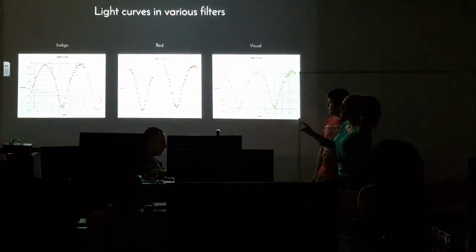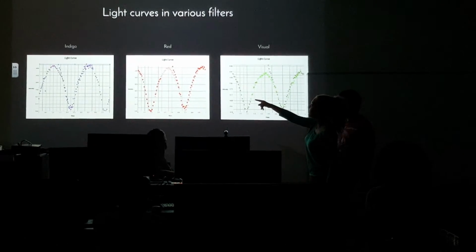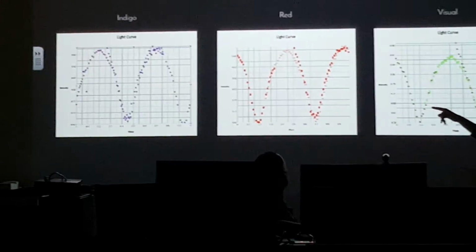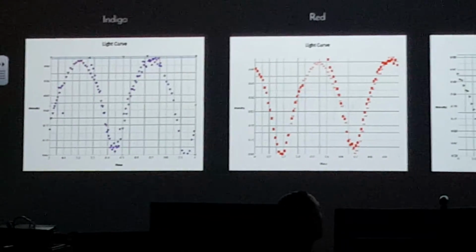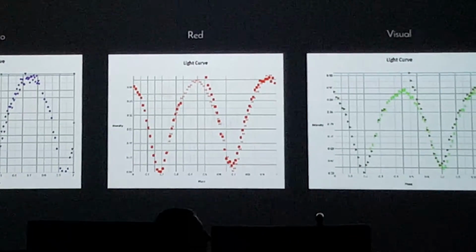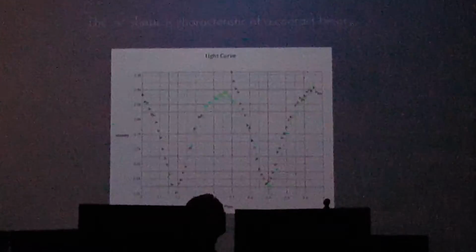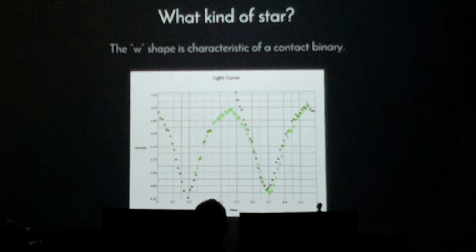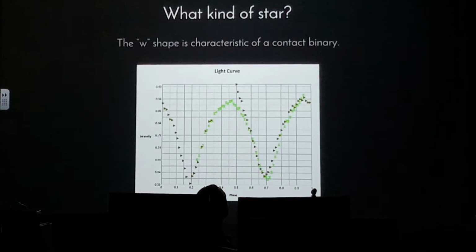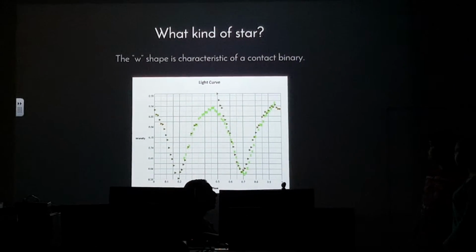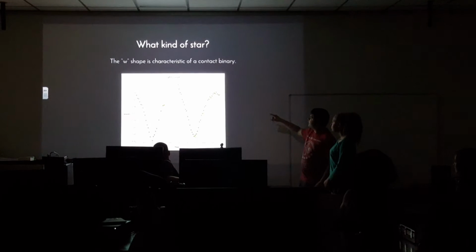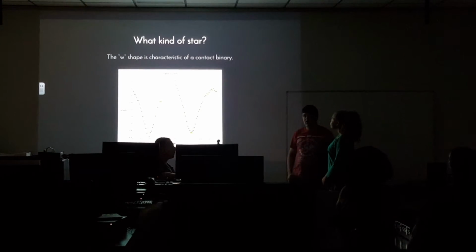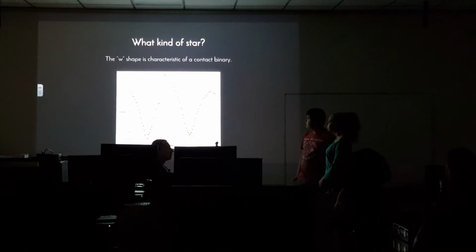And so these are some of the light curves that we got. Over here on the left is from the indigo filter, in the middle is from the red filter, and then on the right is the visual filter. So our star is a contact binary, and we know that because of this W shape in the light curve, which is characteristic of a contact binary.